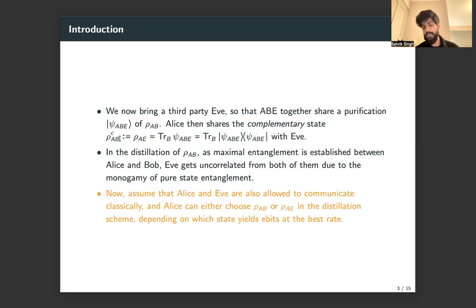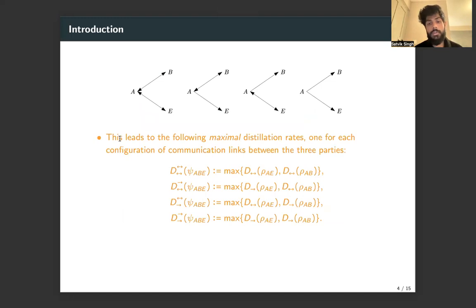Eve is now our friend, so that Alice can also classically communicate with Eve, so that Alice can either choose the reduction with Bob, that is rho AB, or the reduction with Eve, that is rho AE, in the distillation scheme. Depending on which of these two states gives her the best rate of distilling entanglement, she can choose either one of these. And so we obtain these 4 max distillation quantities, depending on what classical communication configuration we allow between the 3 parties.